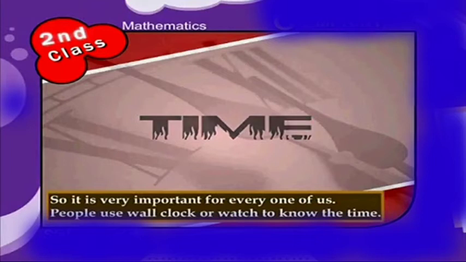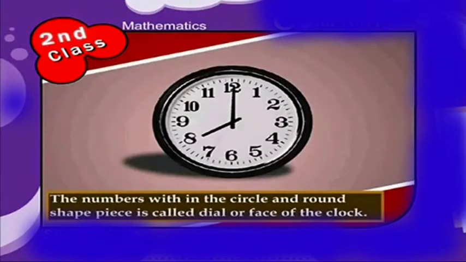So it's very important for every one of us. People use a wall clock or watch to know the time. The numbers within the circle and round-shaped piece are called the dial or face of the clock.